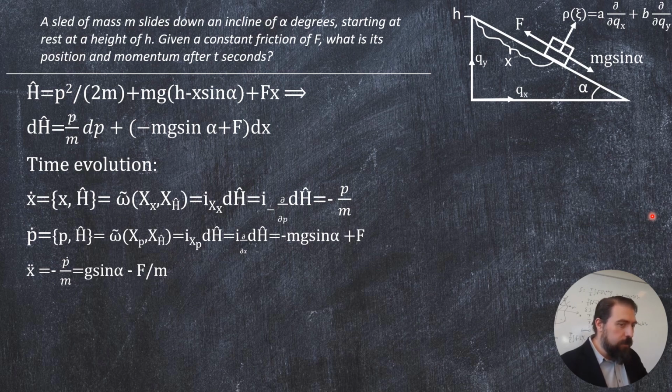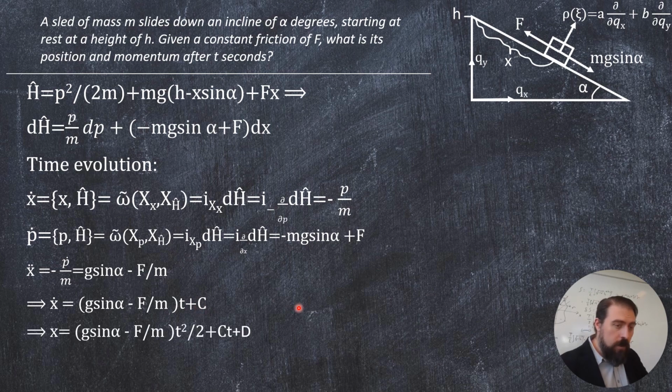I can differentiate the first equation with respect to time, and I'll get minus p dot over m, and then I plug in my expression for p dot from the second equation, and I will simply get this. So the claim now is that the acceleration is g sine alpha minus the force of friction over m. And integrating once, this is a constant, so just getting a t here and an integration constant. Integrating twice, get another integration constant, and this is now t squared over 2, this is ct.